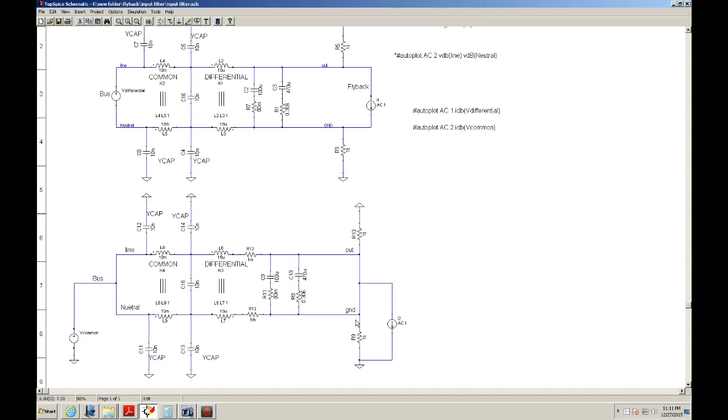So to test the differential attenuation, what I have to do is tie these together, and then I insert a current source. Now for simulation purposes, I've added R10 and R9, and the values of those are 1T, meaning that's tera ohms. So basically it's an open.